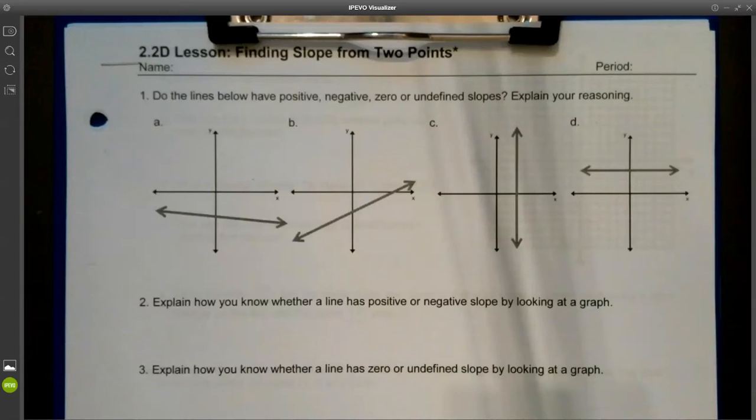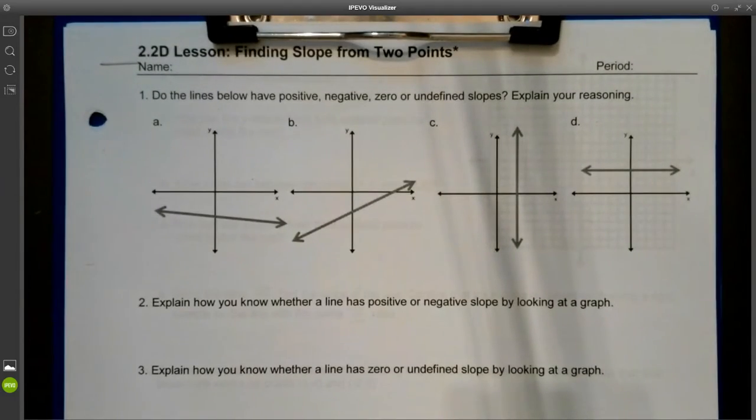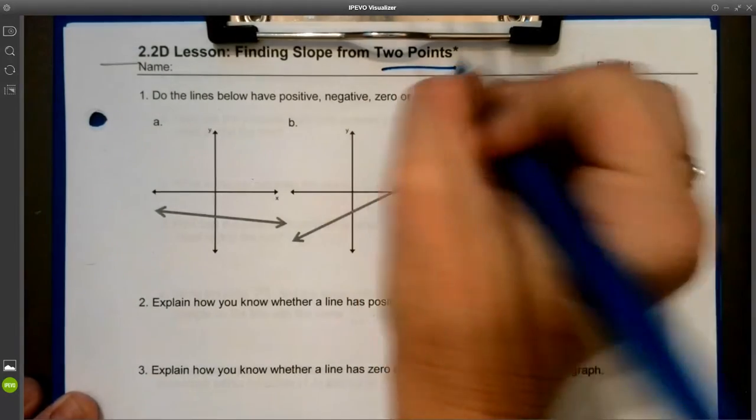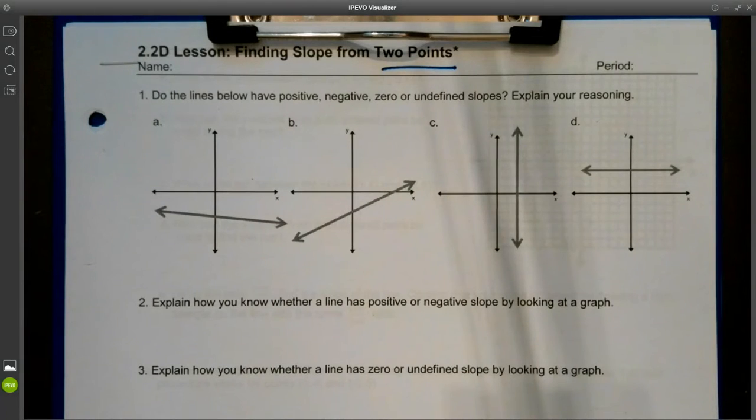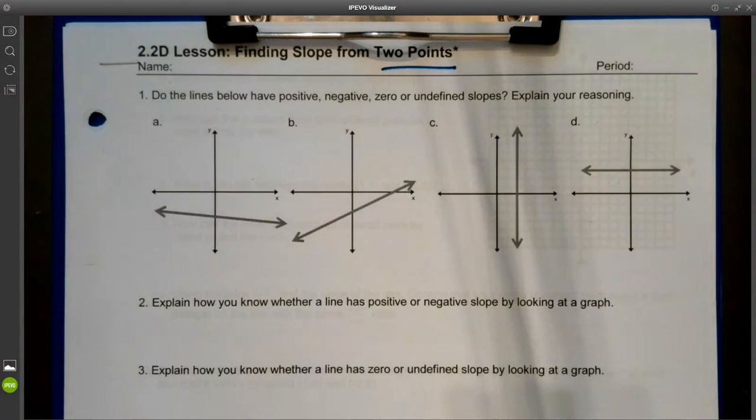All right, we're continuing with Module 2 and dipping into Lesson 2.2D. We're going to find slope given 2 points. So let's review what we've already learned. Do the lines below have positive, negative, zero, or undefined slope? Explain your reasoning.